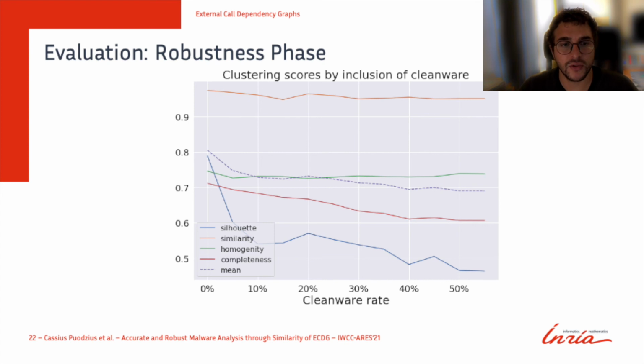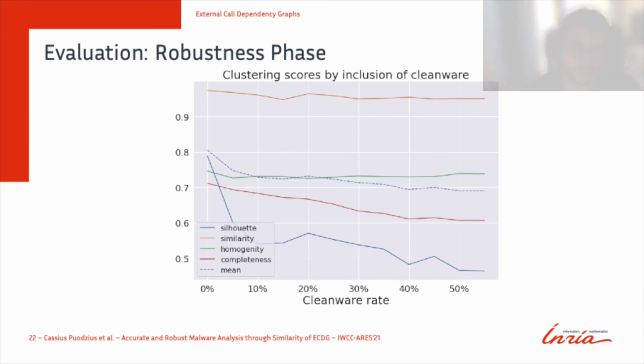This slide shows the curve profile for the robustness phase. We see that the homogeneity score slightly increases with the insertion of noise. The silhouette score is the most affected metric as it is impacted by new rather small spurious clusters, and the other metrics do not degrade a lot with the noise. This shows that our similarity function based on ECDGs is robust.